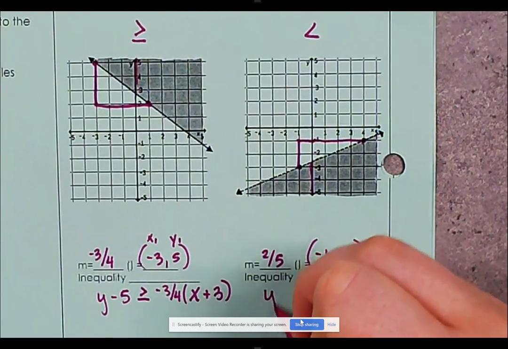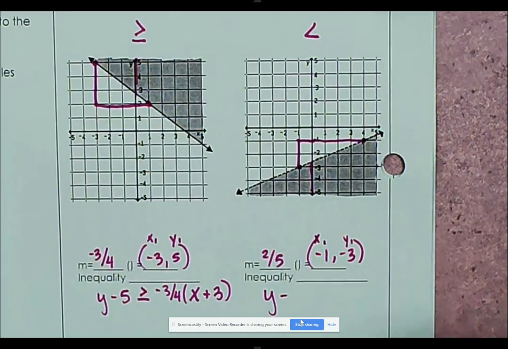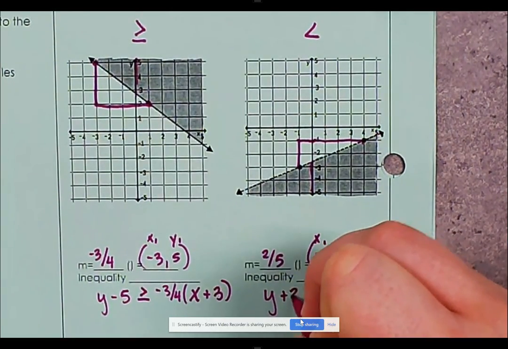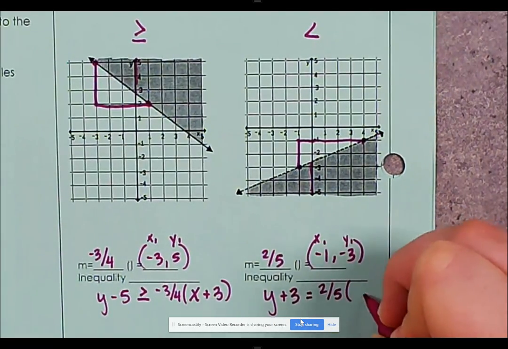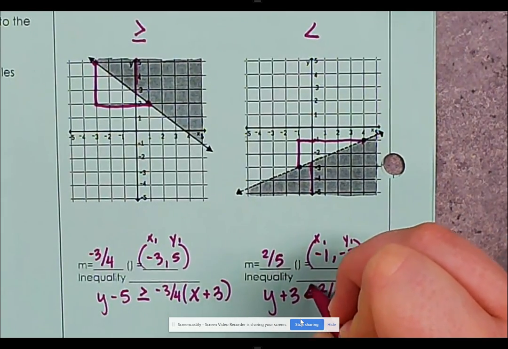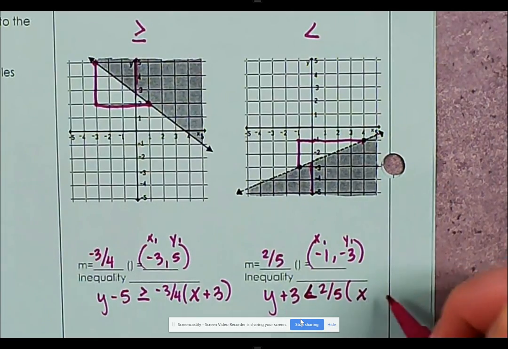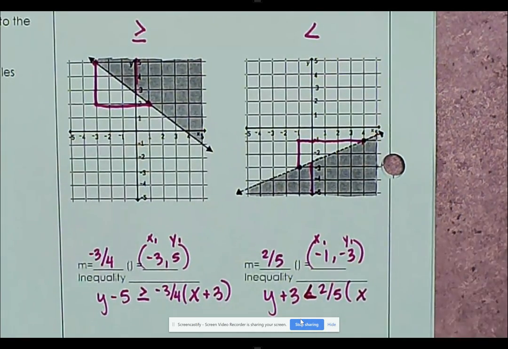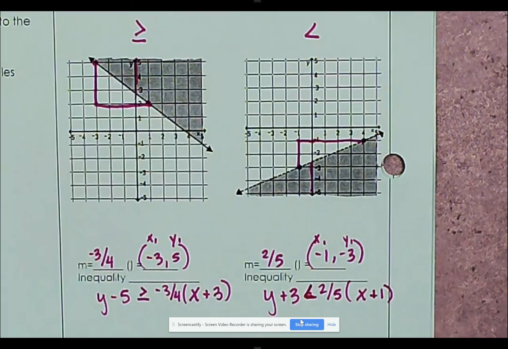So I have y minus, and this is my y1, remember? So I would have minus negative 3. I'm not going to put the minus the negative. I'm going to change that to a plus 3. This is just going to be this less than, like that. 2/5 times x, and then it would be minus negative 1. I'm not going to have that minus a negative since it's not simplified. So I will simplify that to plus 1.